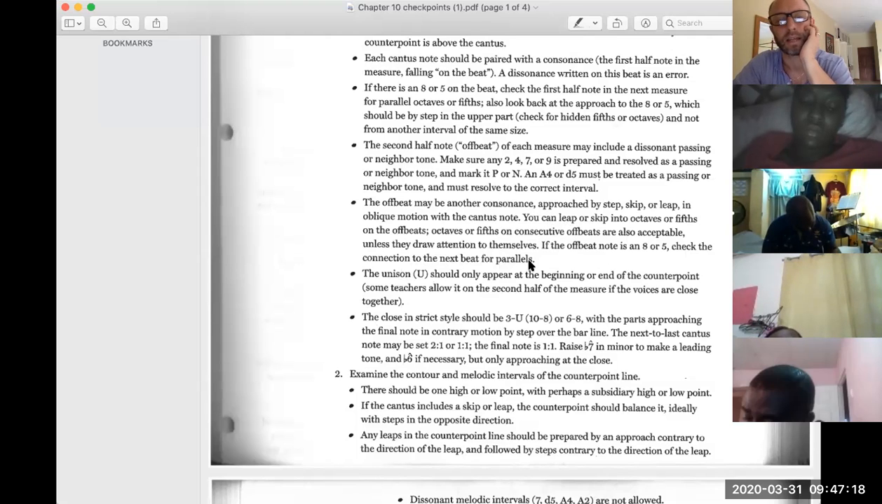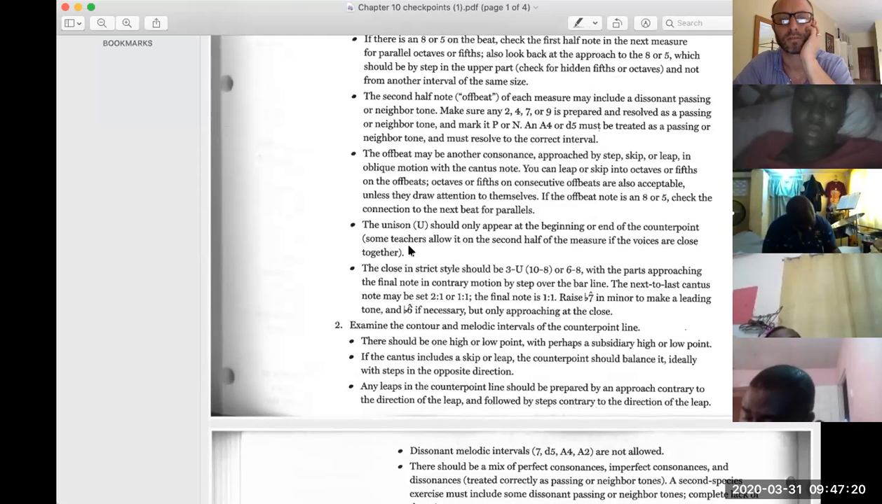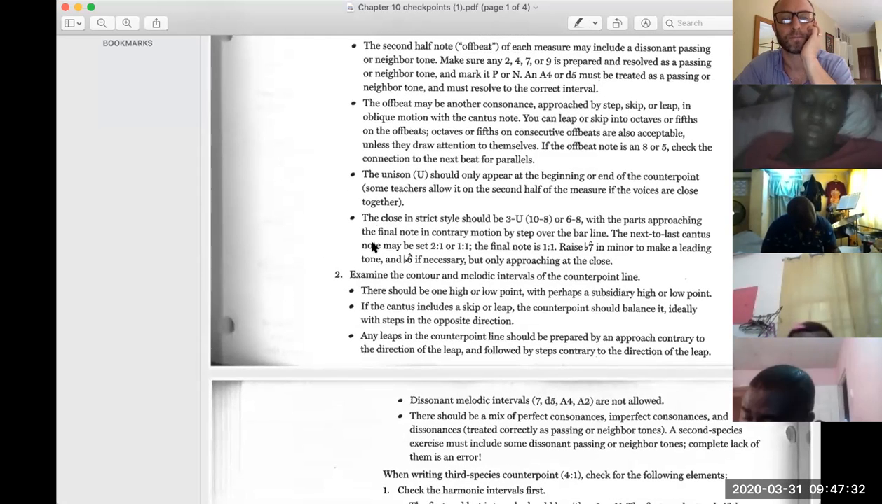Just saying the same thing again, no parallel fifths or octaves. The unison should only appear at the beginning or end of the counterpoint. We're going to ignore this next little bracket thing. I'm just saying, beginning or end of the counterpoint. The closing strict style should be a third to unison, or a tenth to an octave, same thing, or a sixth to an eighth, with the parts approaching the final note in contrary motion by step over the bar.